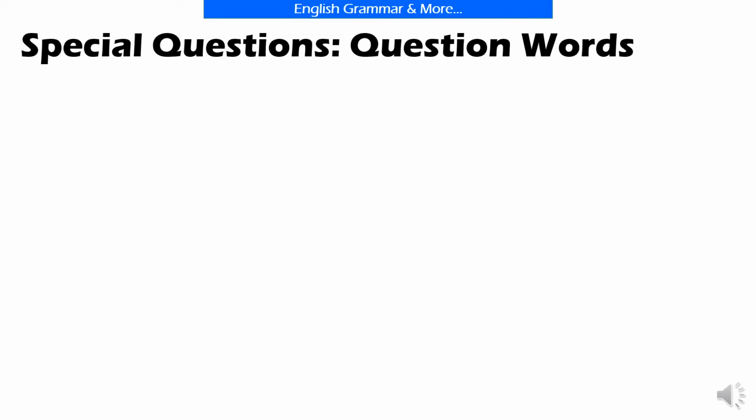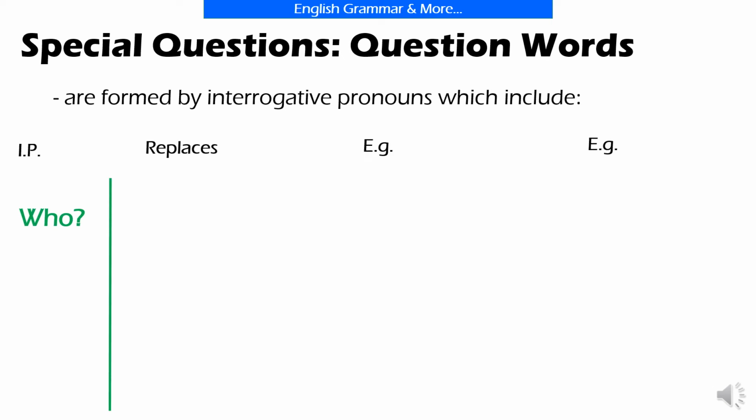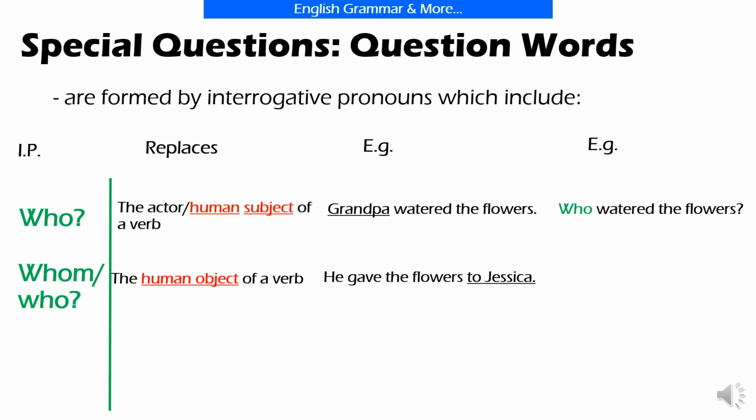On this, as well as the following few slides, we'll learn when we can use which special question pronoun in our speech. We use who when we ask about the actor, the human subject of a verb. For example, Grandpa watered the flowers. Who watered the flowers? We use whom, or sometimes we can replace it with who, when we ask about the human object of a verb. For example, he gave the flowers to Jessica. Who did he give the flowers to?